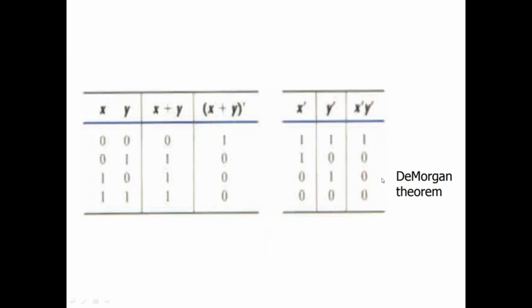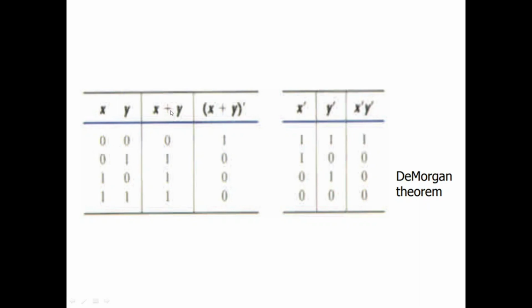So next is the proof using truth table for De Morgan's theorem. So De Morgan's theorem is (x plus y) the whole dash is equal to x dash dot y dash. That is the De Morgan's theorem. So here also it involves the two variables x and y. We are having two inputs as x and y. These two inputs take the combination of values as 0, 0, 0, 1, 1, 0, 1, 1.